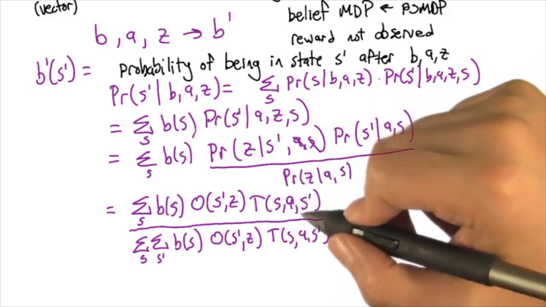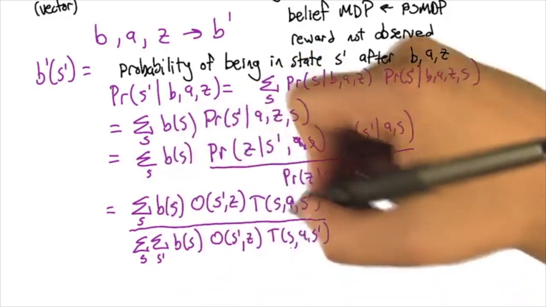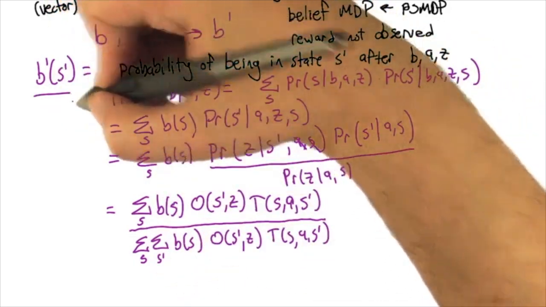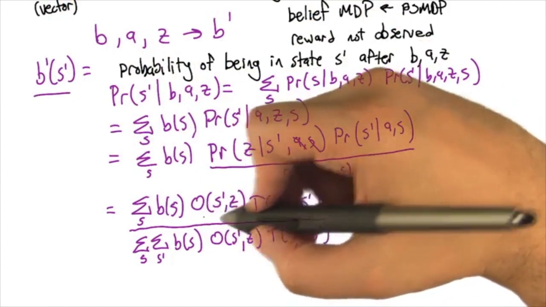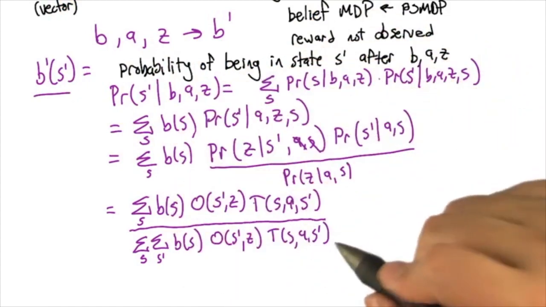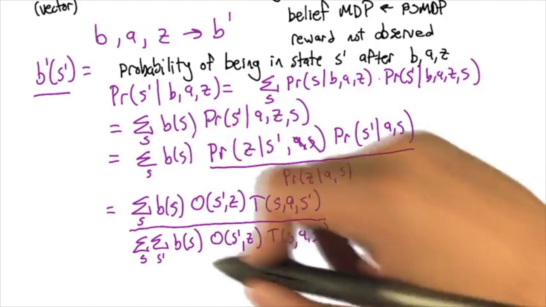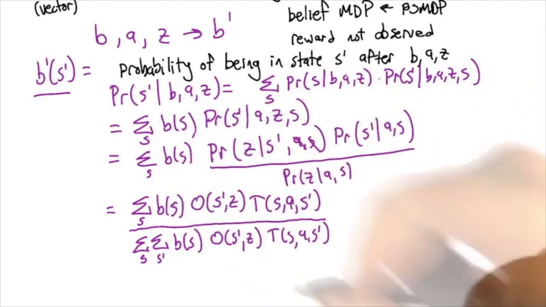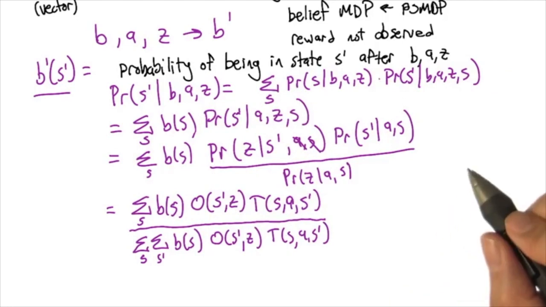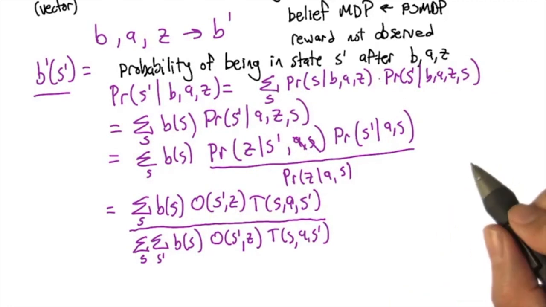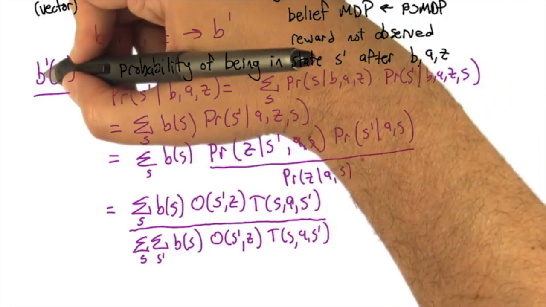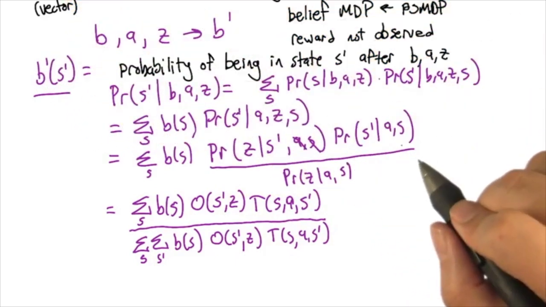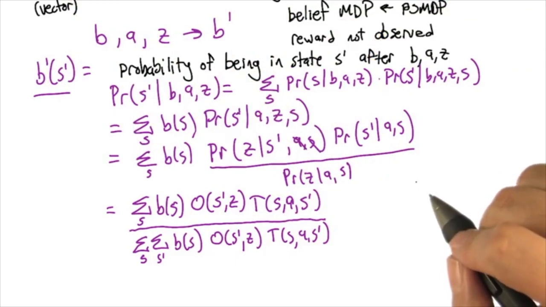My point is that this quantity, B prime of S prime, can be easily calculated from quantities that we have lying around, because we have the model of the POMDP and we know what the previous belief state is, what action we just took, and what observation we made. So all this can be updated, and we can keep track of where we are, this notion of the belief state, the belief MDP.